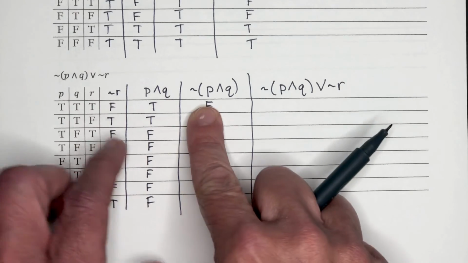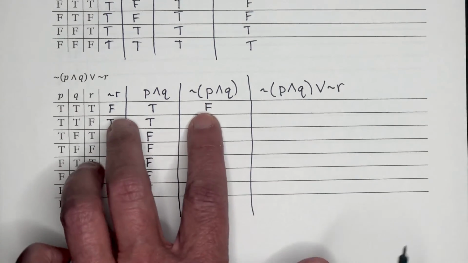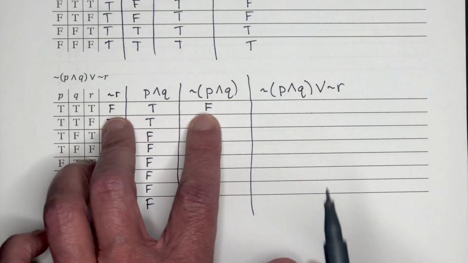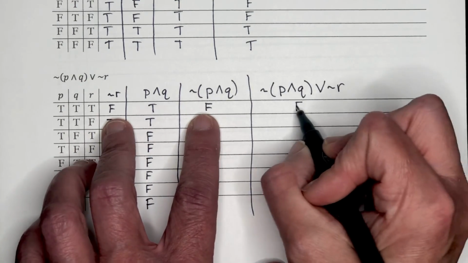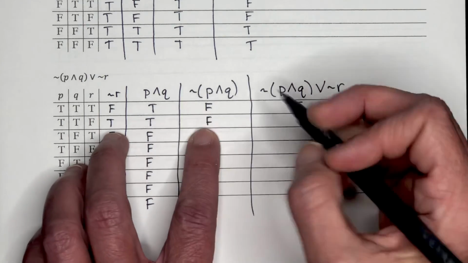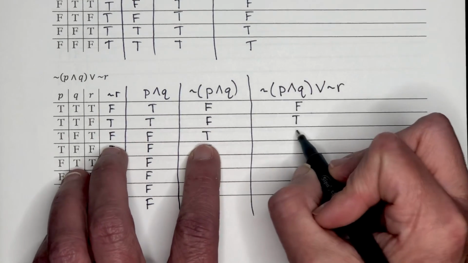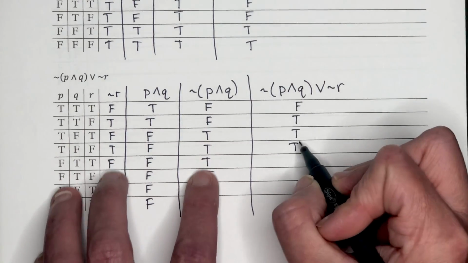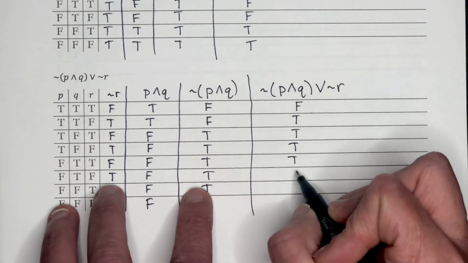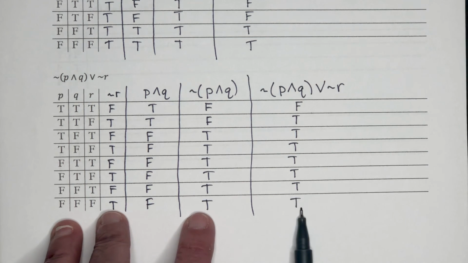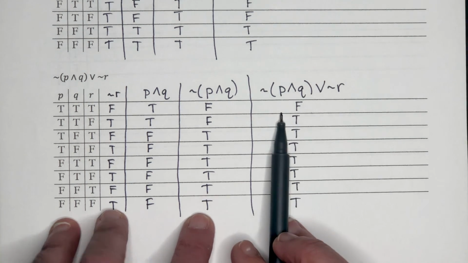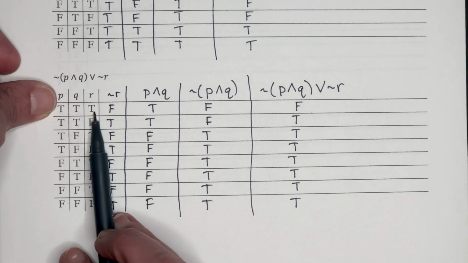So it's this or this, and for or we want at least one of them to be true. So false or false, that's false. At least one true, at least one, at least one, at least one. All of these are true. The only case where we get a false is when all 3 statements were true.